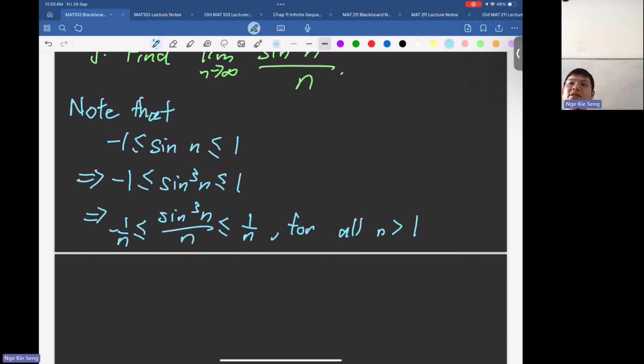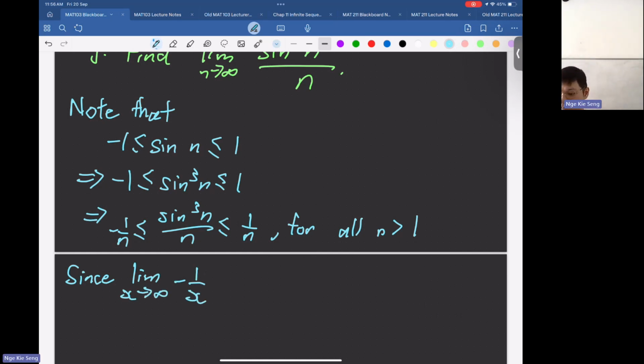To use squeeze theorem, what do you need to know? You need to start with two convergent sequences. Not just converge, they have to converge to the same point. So in this case here, do these two bounds converge to the same point or not? Yes, so they converge to where? 0. Okay, we just computed just now.